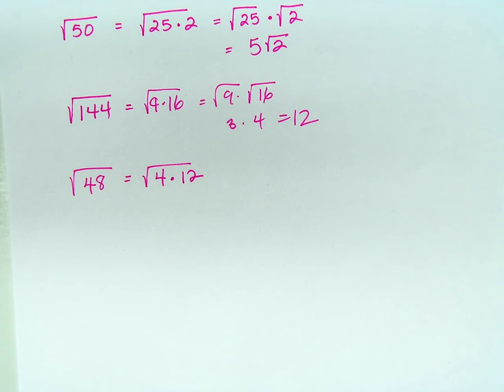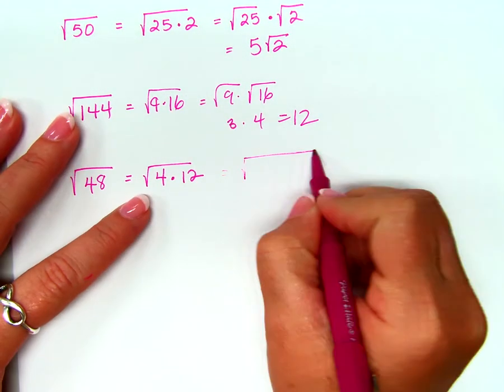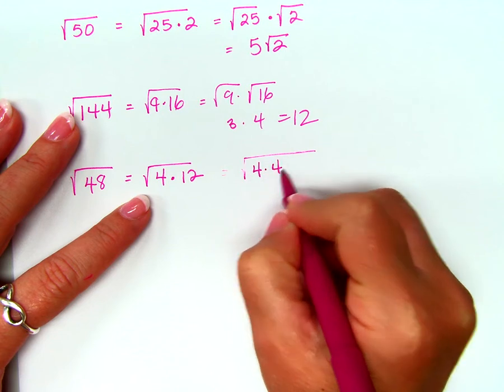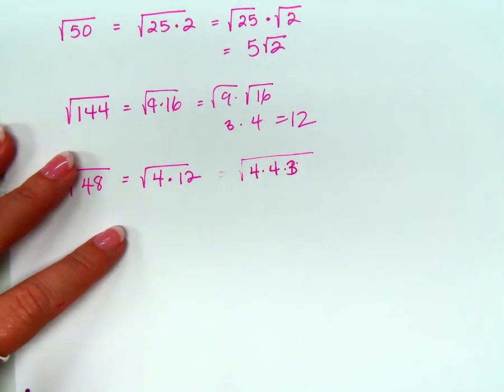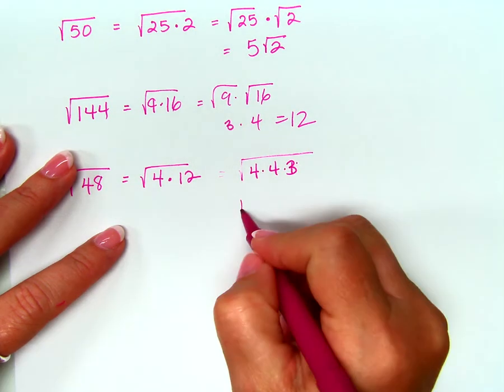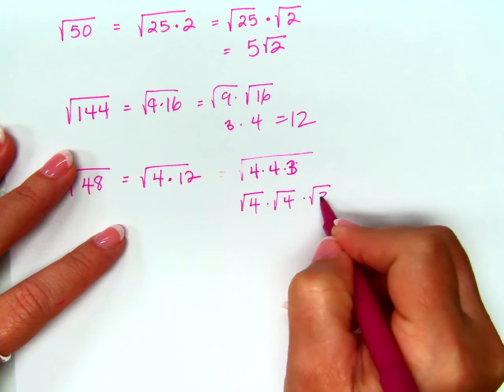Except, isn't there a factor of 12 that I know the square root of? What is it? 4, right? So couldn't I go from here to here? 4 times 4 times 12, or sorry, 4 times 4 times 3? Yeah? And in this situation, wouldn't I know 2 of these?